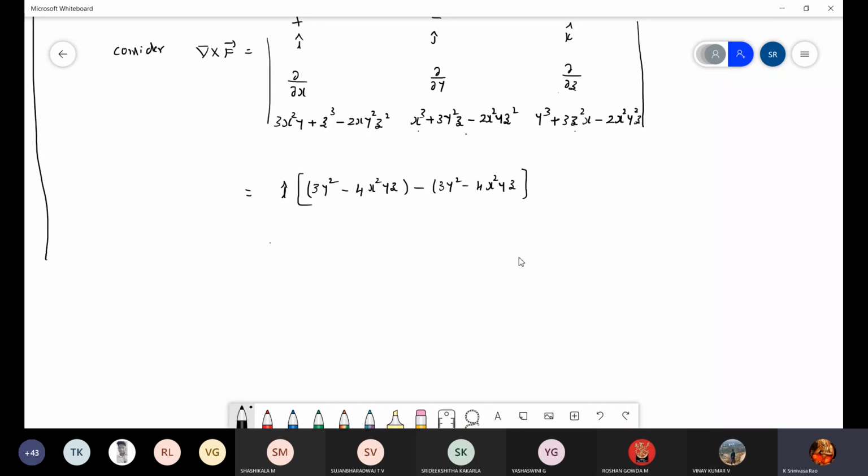Okay, minus j cap into, so middle column and first row second column, dou by dou x of this: y cube plus 3z square x, that you have to differentiate. So y cube differentiation is 0, 3z square x differentiation is 1, so 3z square, minus x square differentiation is 2x, 2 twos are 4, 4x square y z square.